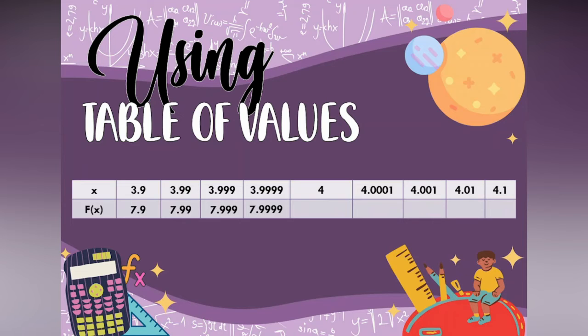Substituting 4.1 to our function will give us 8.1. Next, 4.01 will give us 8.01. Next, 4.001 will give us 8.001. And lastly, 4.0001 will give us 8.0001. Finally, substituting 4 to our given function will give us 0 over 0.